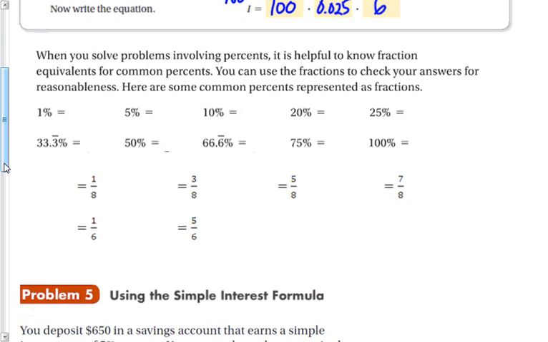When solving problems of strengths, it's helpful to know fraction equivalents for common percents. I'm going to just leave this here and see if you know these. Go ahead and do as many as you can. I'm going to pause here and you can check back with your answer.